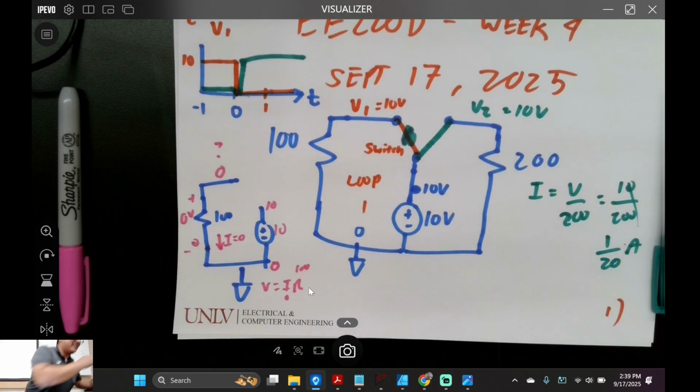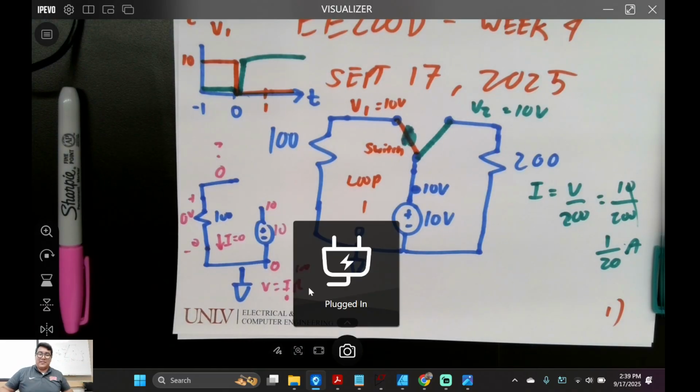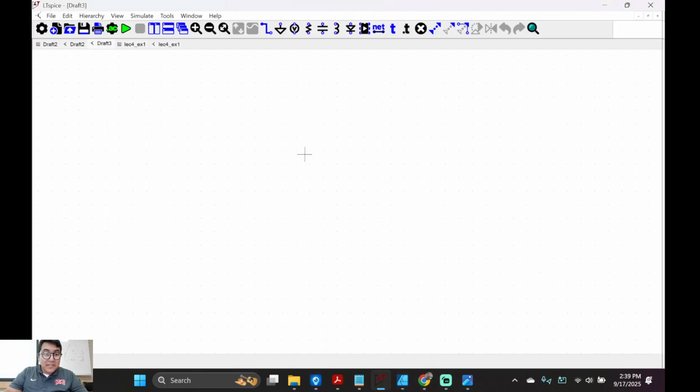All right, let's check this out. So I have a little demonstration. There you go. Turn that power on. Plugged in. So we're going to recreate this circuit.